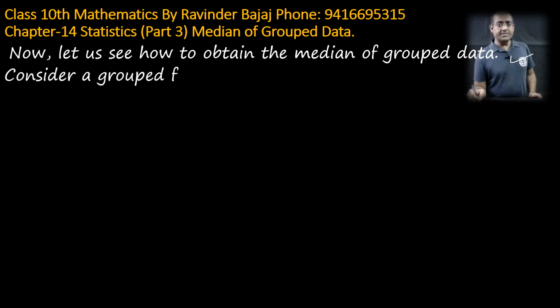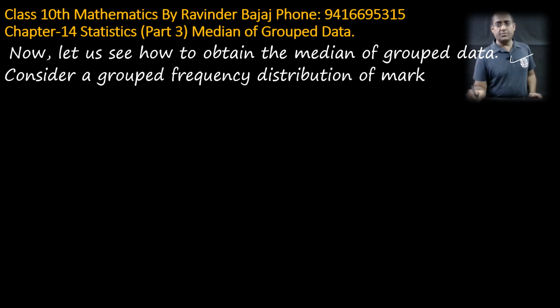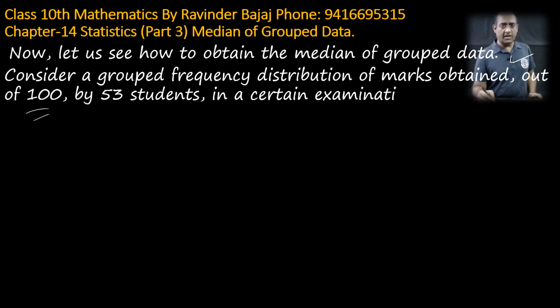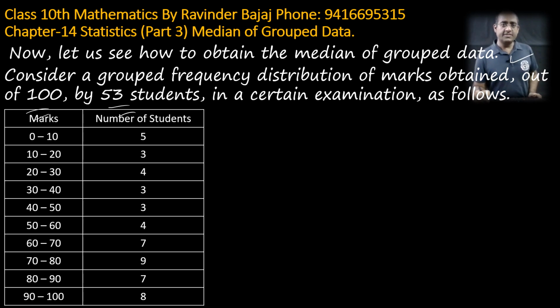See here. Consider a grouped frequency distribution of marks obtained out of 100 by 53 students in a certain examination. See the table. There are 5 students who have secured marks between 0 and 10. There are 3 students who have secured marks between 10 and 20, and so on. So this is the table given, where this is called the class interval and this column is called frequency. So what will we do next?